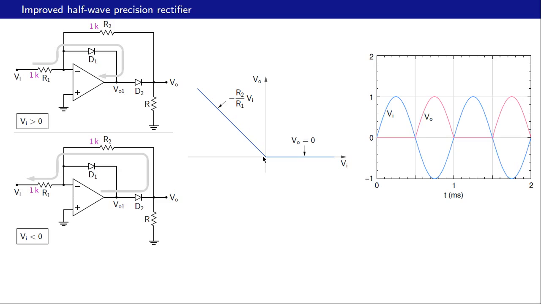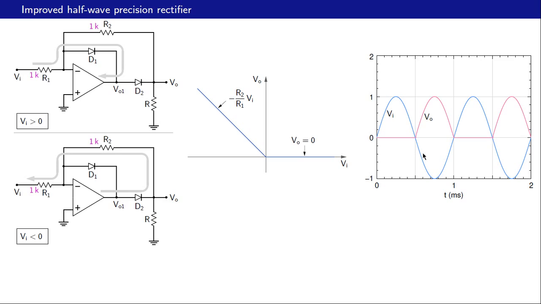And that is what the waveforms would look like. When VI is positive, the output voltage is 0. When VI is negative, the output voltage is positive. And in this example, we have taken R2 and R1 to be equal. So therefore, VO and VI are equal in magnitude.